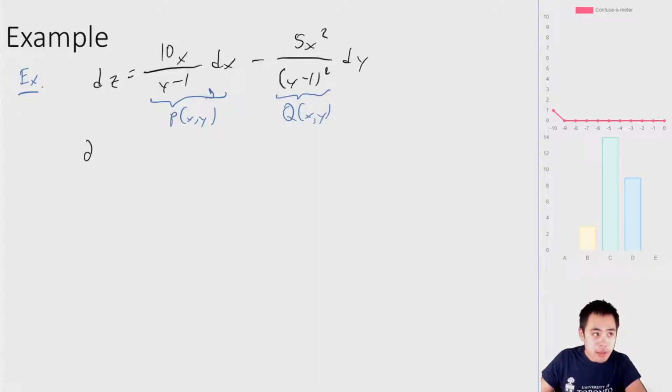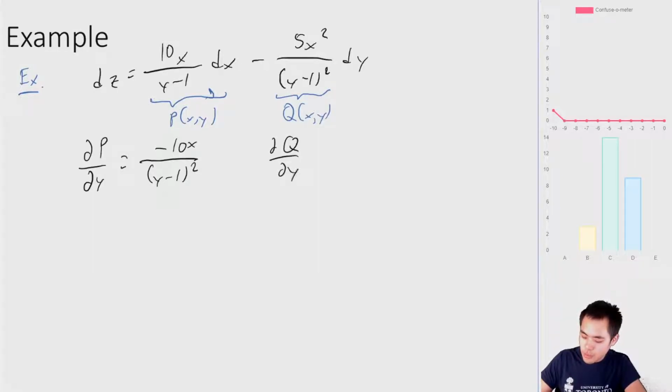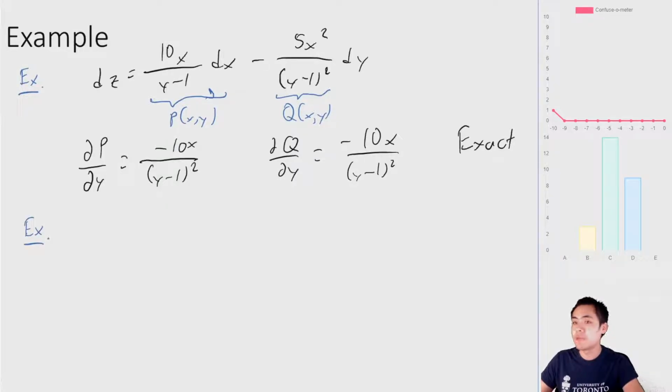You'll note that ∂P/∂y is equal to −10x over (y−1)², and ∂Q/∂x is also equal to −10x over (y−1)². And therefore, this is exact. So that's a quick check to see if it's exact, even without knowing what function you originally started with.